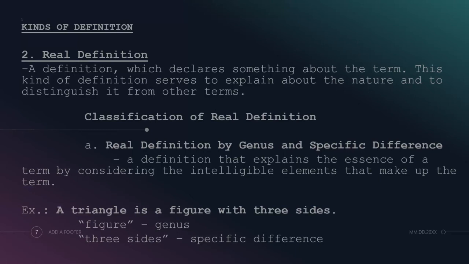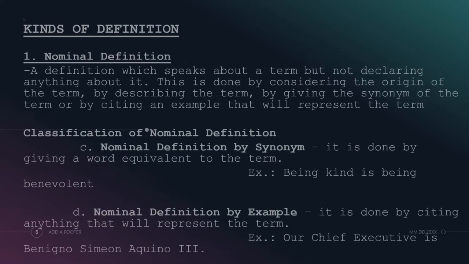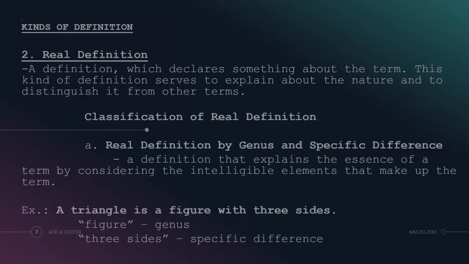Di ba yung triangle, meron talaga siyang 3 sides. So, yung figure dito is the genus, and 3 sides is the specific difference. Okay. Alright, take note of that, ha? Figure is the genus, and 3 sides here is the specific difference. So, that are also parts of the definition.